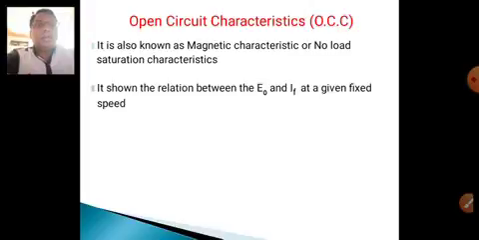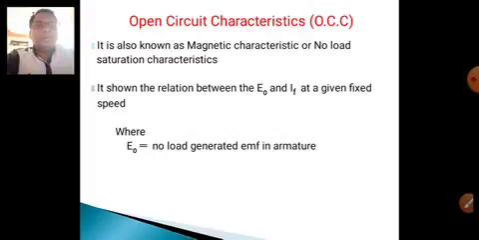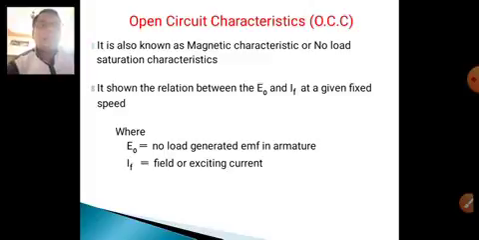It shows the relation between E0 and IF at a given fixed speed, where E0 is the no load generated EMF. When no load is not available, we find the value of E0. So E0 is the no load generated EMF in the armature, and IF is the field or exciting current.